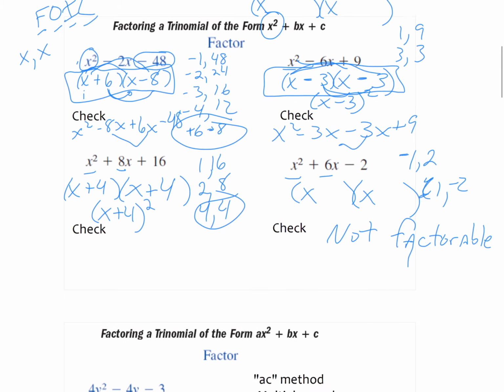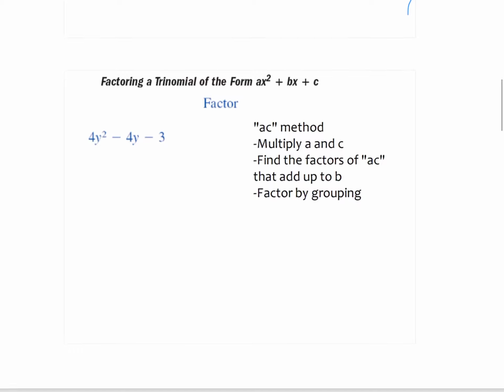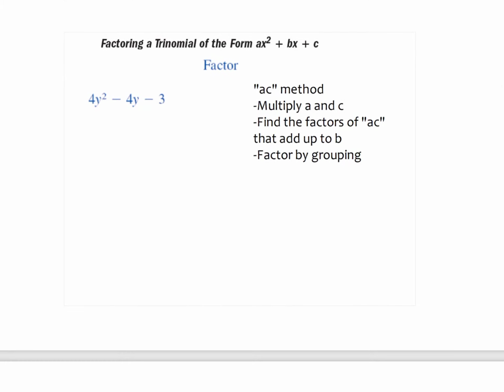Okay. When it comes to ones that have an a that's a different number, and what I mean by a is, if you remember from the quadratic formula, in front of x squared is the variable a. It's actually a number, so a would be 4. Your b is the number in front of x, which would be the negative 4, and then c is going to be your tail number, negative 3.